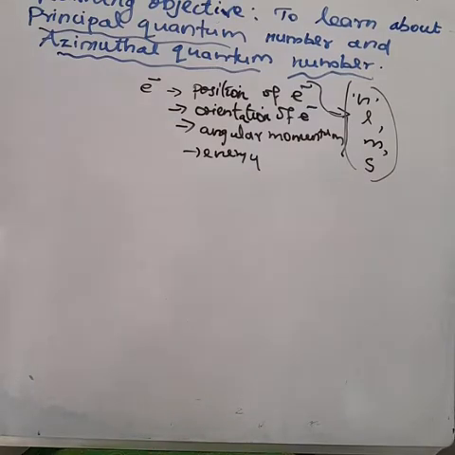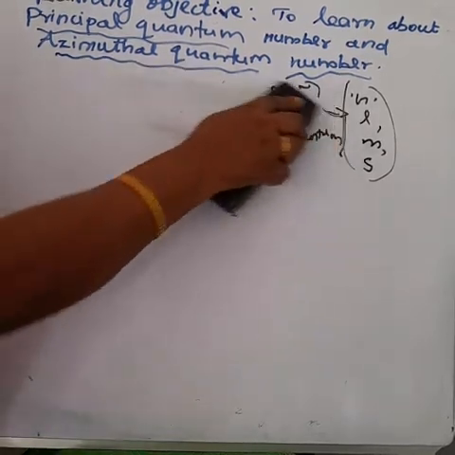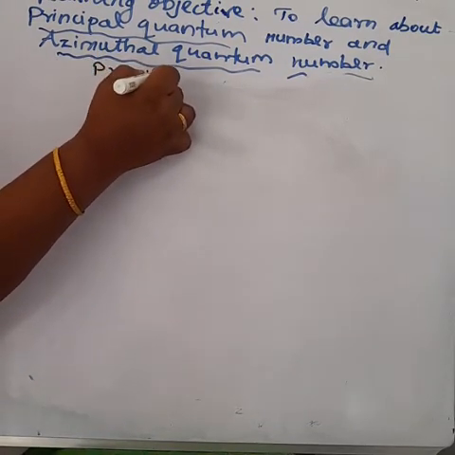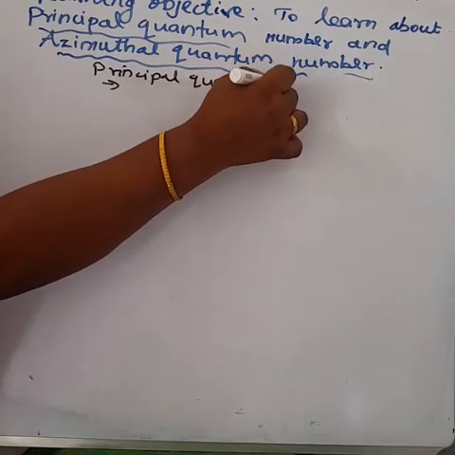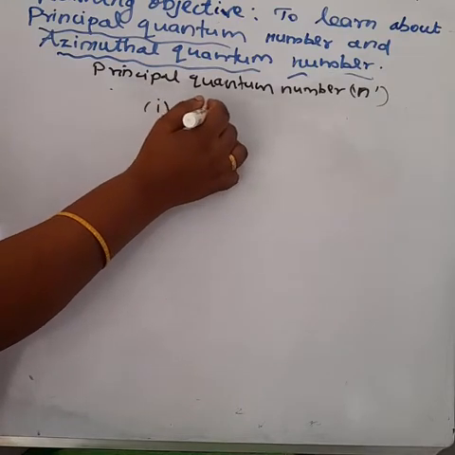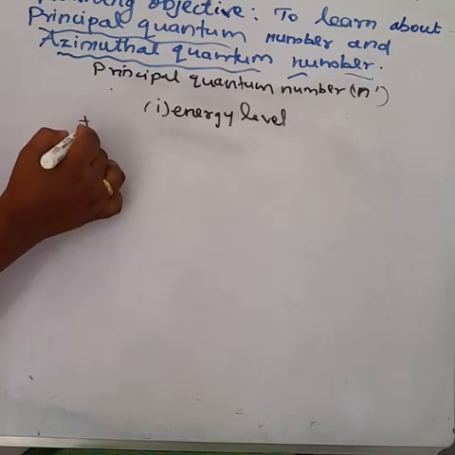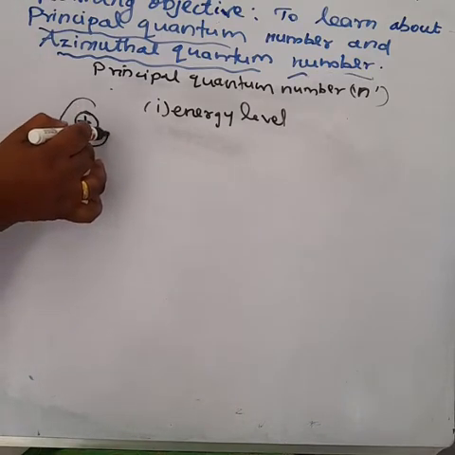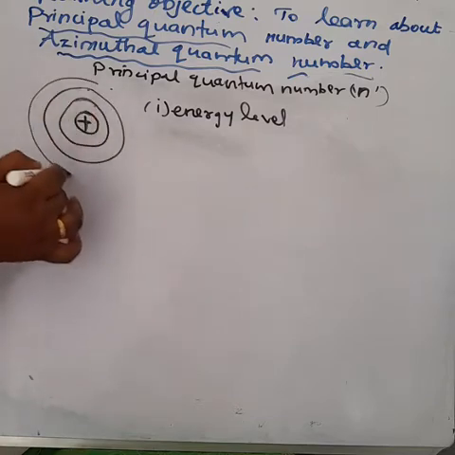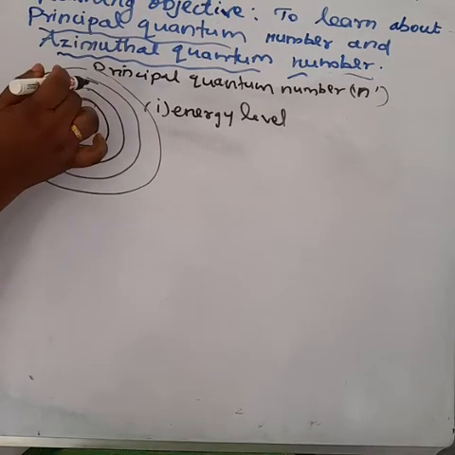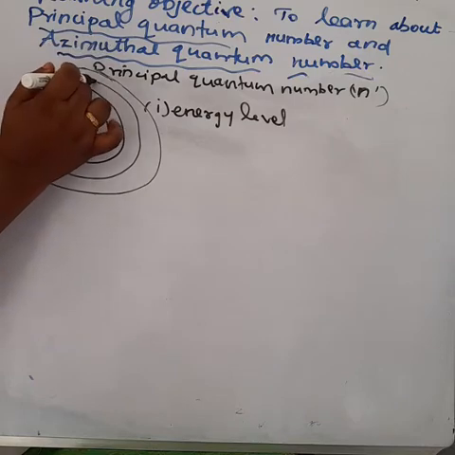First, what about the principal quantum number? The principal quantum number represents the energy level in which the electron revolves around the nucleus. It is denoted by the symbol small n. You know about the nucleus. The nucleus is at the center of the atom. The electrons are revolving around the nucleus in a circular path. These circular paths we call orbits, shells, or energy levels.